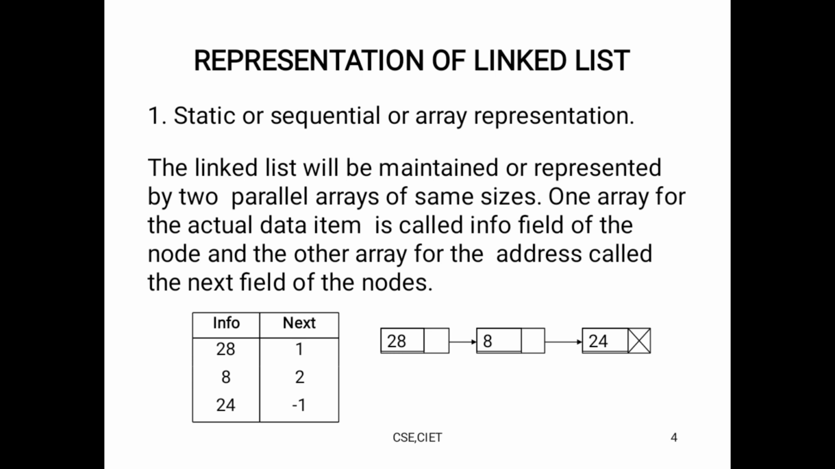So here 28, 8 and 24, these are the three elements. 28 contains the header and 24 is the tailer, so the end of the list. In that end of the list, you can see the cross mark, which means no information is there because that is the end of the list. So no address will be stored. Why? Because that is the end of the list.